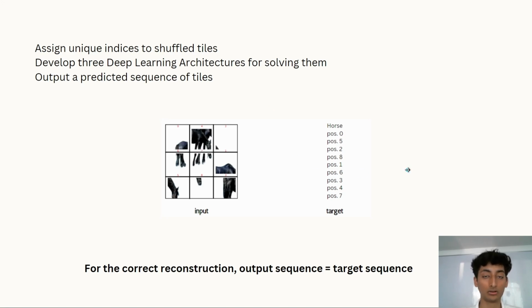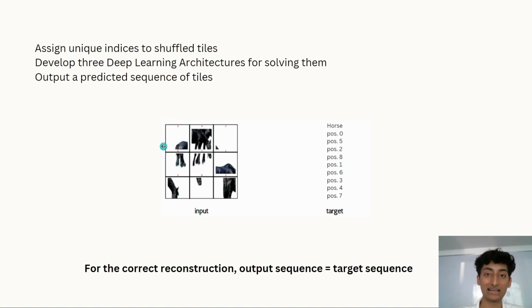So let's go back to thinking of first principles, or the basic puzzle solving task, which is that you have a particular tile which we have to classify for a certain position, which is position 0, position 1, position 2, position 3, position 4. And for the correct reconstruction, the output sequence will be equal to the target sequence. So this is the target, which is position 0 should be on position 0, position 5 should be on position 5. So this is a shuffled image and this is the target.